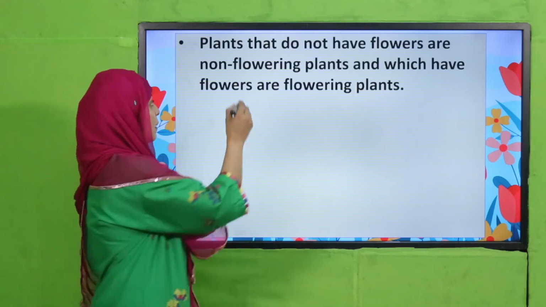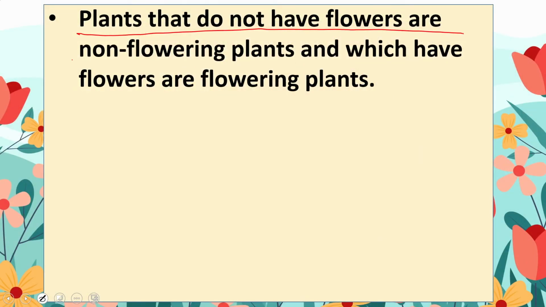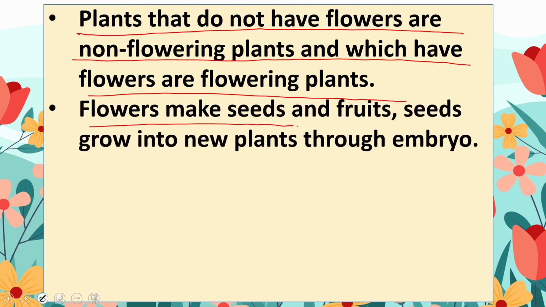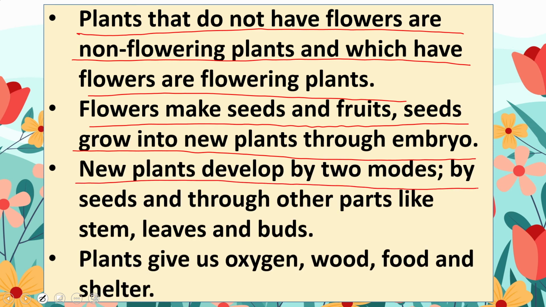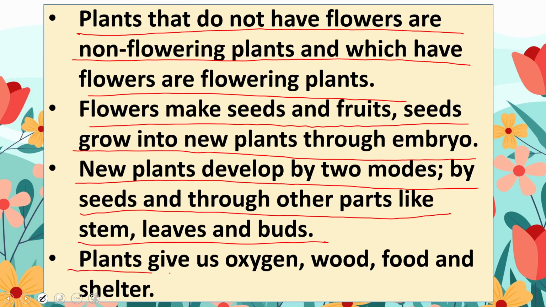Okay, my dear students, it's time for wrap up. So in this unit we have learned that plants that do not have flowers are non-flowering plants and which have flowers are flowering plants. Flowers make seeds and fruits. Seeds grow into new plants through embryo, and new plants develop by two modes, by seeds and through other parts like stem, leaves and buds. So plants give us oxygen, wood, food and shelter.